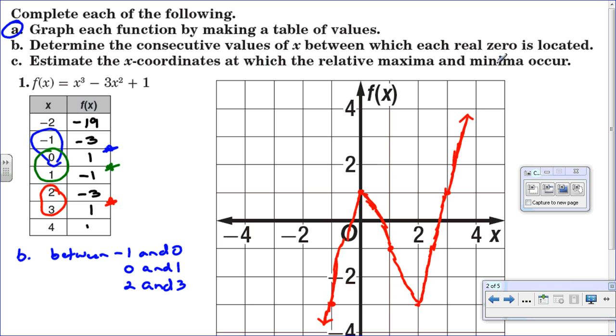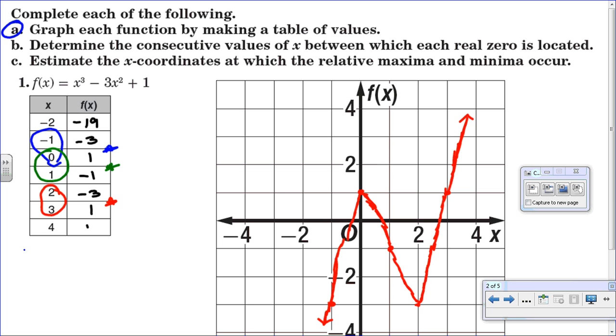Now, the last thing that we want to look at is the x-coordinates at which the relative maxima and minima occur. The relative maxima is like the highest point it reaches without going up forever, and the minima is the lowest point it reaches without going down forever. So when we're looking at our maxima, let's see here if I can get more room. Clear this part off again.